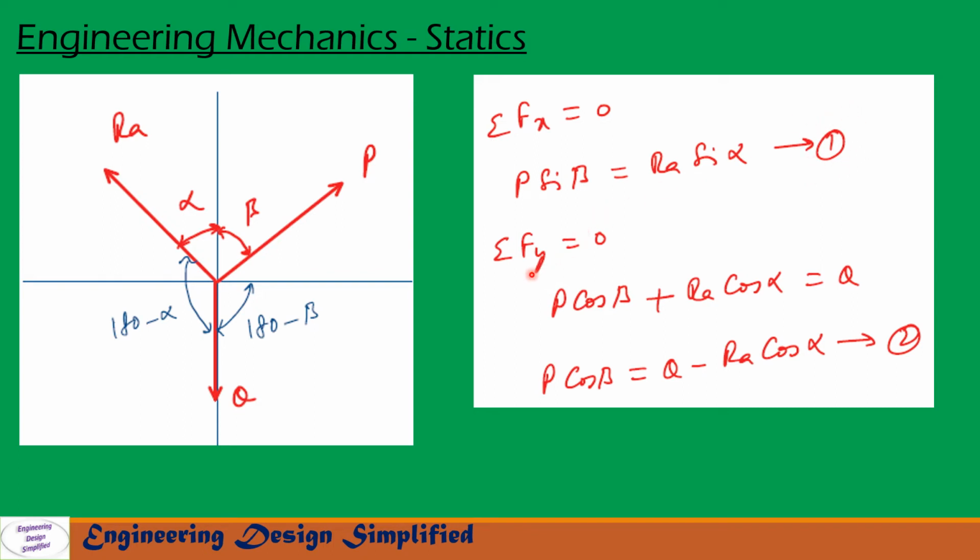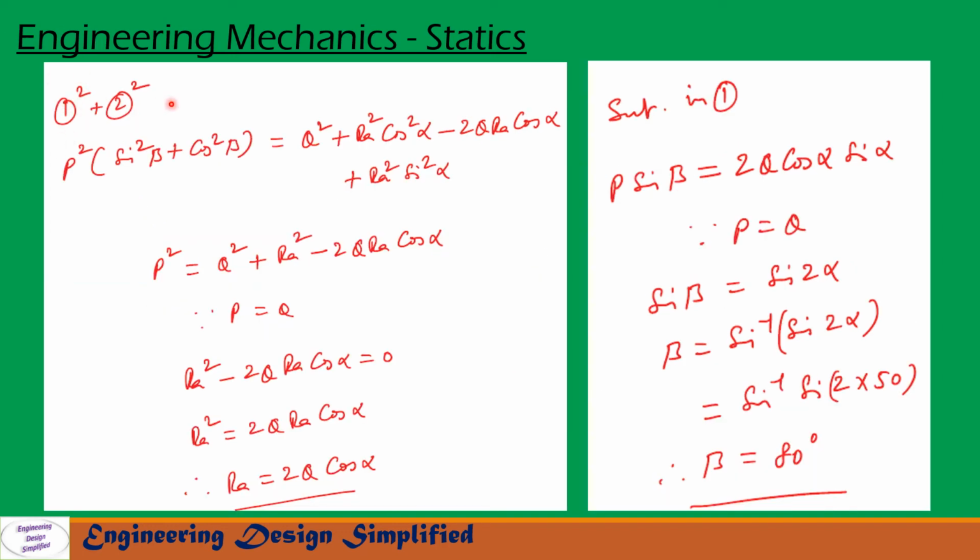Similarly, let us resolve forces along the y direction, sigma Fy equals 0, that is, the sum of forces along the y direction equals 0. Along the y direction we have the vertical component of P, that is P cos beta, plus the vertical component of RA, that is RA cos alpha, and that is equal to Q, which is acting downwards. After rearranging, we get P cos beta equals Q minus RA cos alpha. Let us call that equation 2.